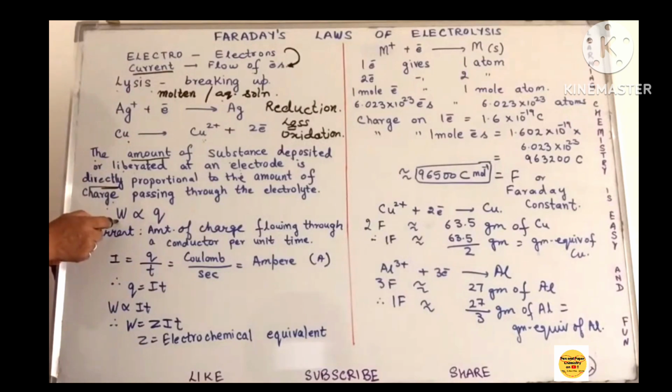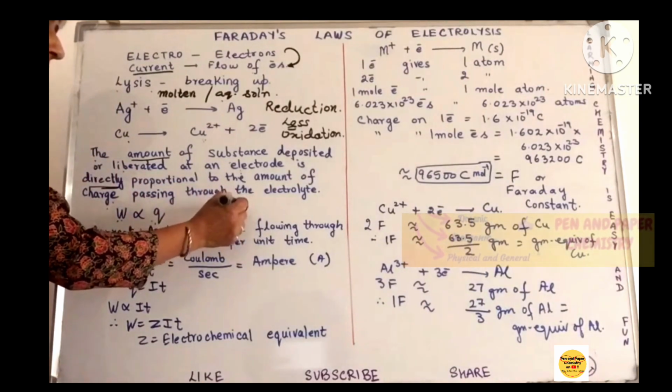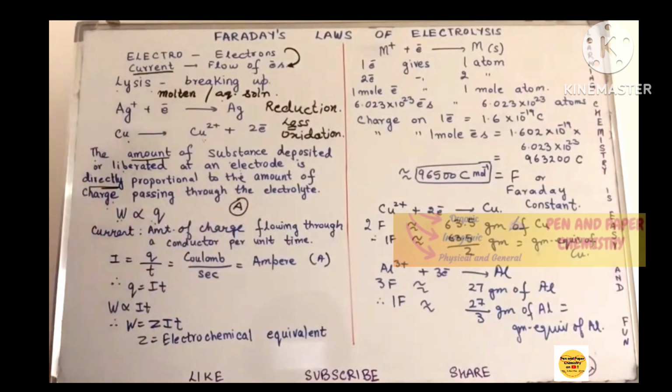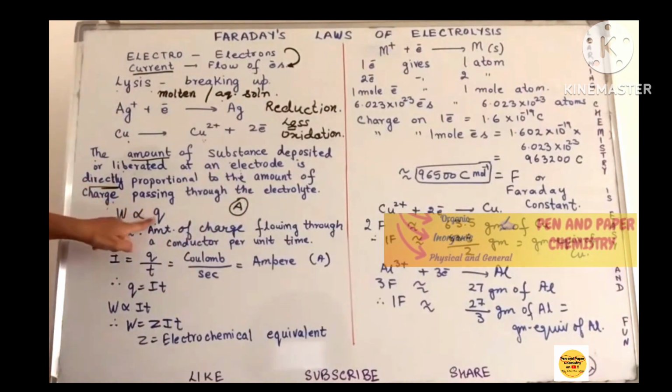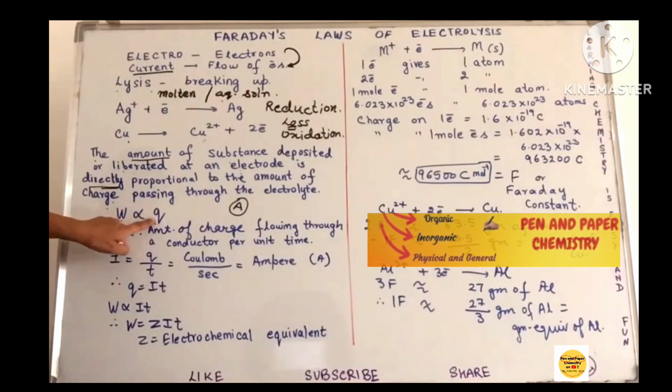So how do we represent it mathematically? W, the weight of the substance, is directly proportional to the amount of charge passing through the conductor. Now, going back to our knowledge of physics, we know that we don't measure charge. What do we measure with the help of an ammeter? Yes, we measure the current flowing through it. So let us correlate this charge to current, which is easier to measure.